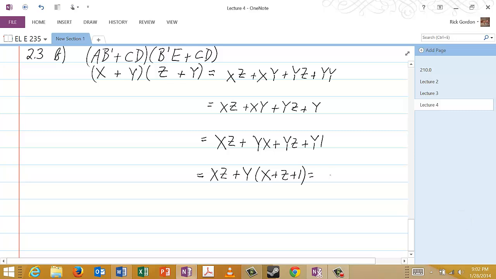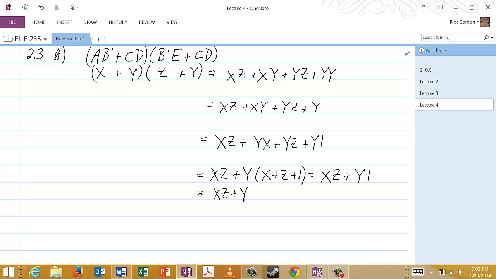And now bringing this over, I have XZ or Y ANDed with X or Z or 1. But notice that it doesn't matter what X or Z are, since I have that 1 there, and 1 ORed with anything is 1, then the term in parentheses will be 1. And now I can finish this up. I'll bring down the XZ, and any variable ANDed with 1 is the variable itself. So I just end up with XZ or Y.